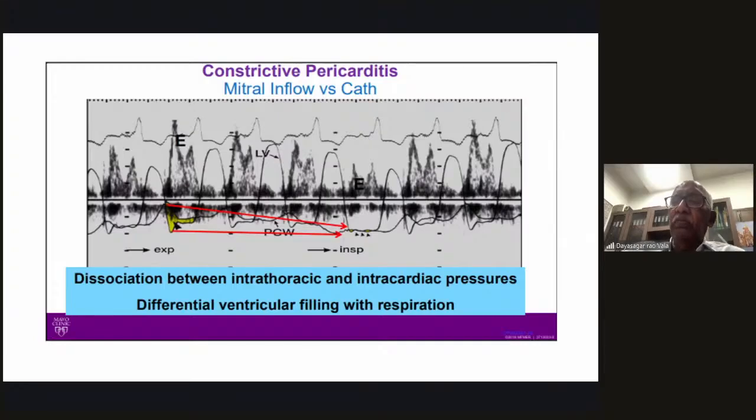This exaggeration of the normal variation in the E wave velocity in response to respiration forms the crux of the diagnostic modalities that we use, both by Doppler as well as by hemodynamic data. Can I have the next slide?